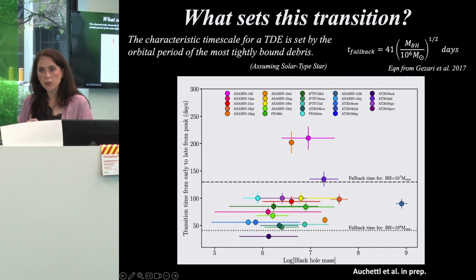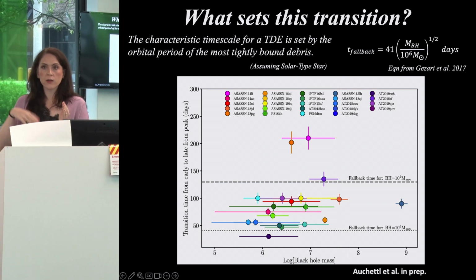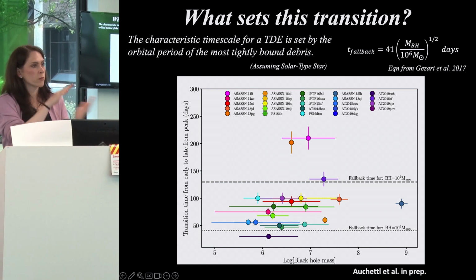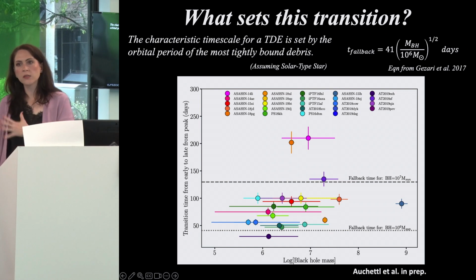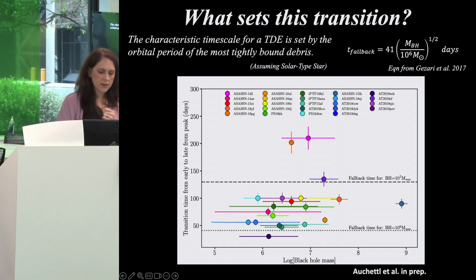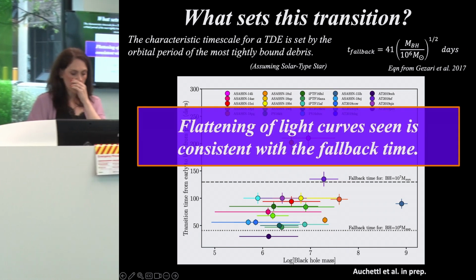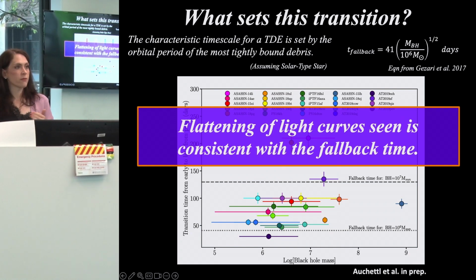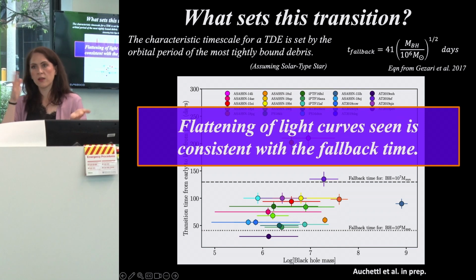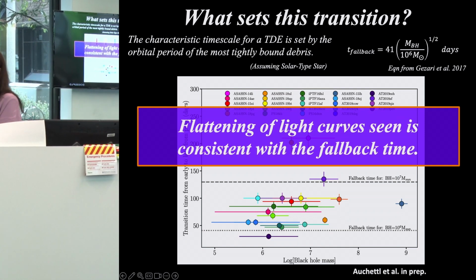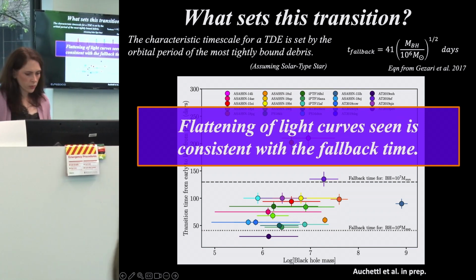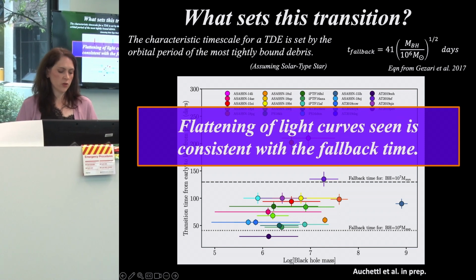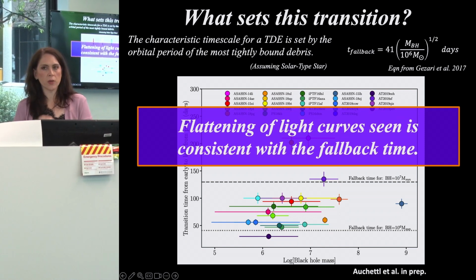And we can see if that's consistent. This is what I've done: here we've plotted when this transition occurs from being fallback dominated to more disk dominated, right? And what we find is that in all these plots, this flattening of the light curve is consistent with that fallback time, right? And so essentially that's when it transitions over to being disk dominated at late times.